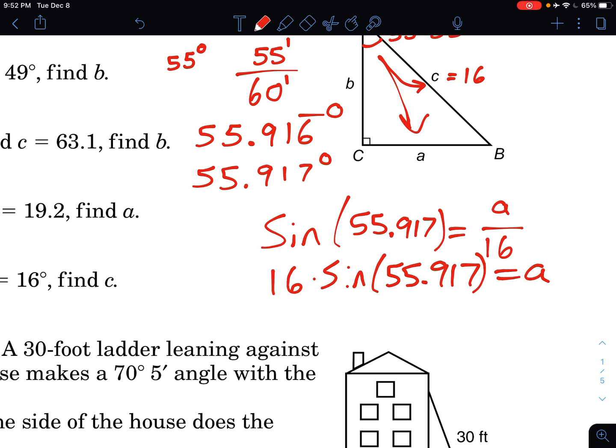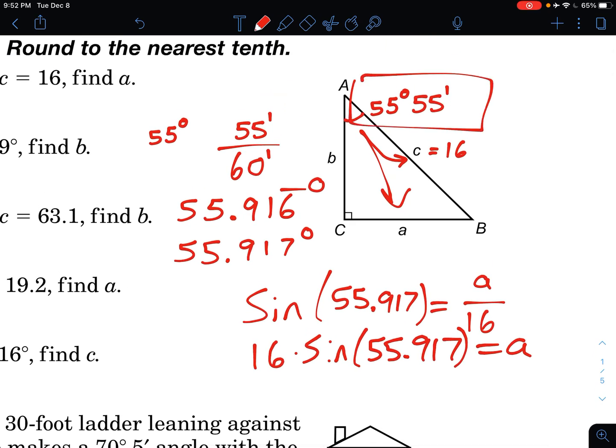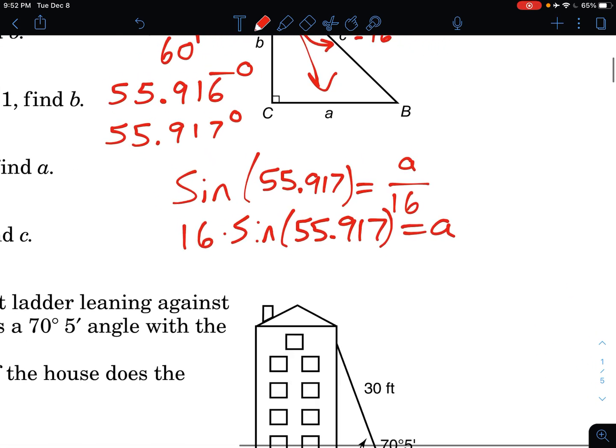55.917. Enter. Now we know our hypotenuse is 16, so we should get an answer near that, because we know it's not going to be bigger than 16 because 16 is the hypotenuse. It could go down close to 0, but it's not likely to, especially since we have a 55-degree angle. It should be pretty close. And we do get A is equal to 13.251, and it goes on.